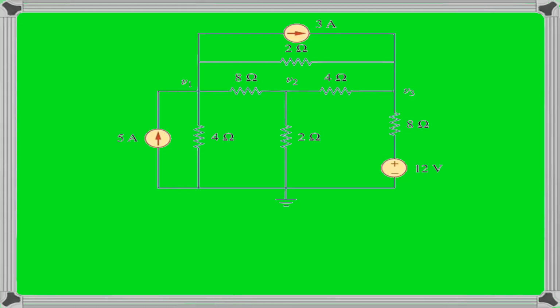Before we start, the first step is to assign the direction of all currents in all branches. So let's look at the 4 ohm resistor. The current will be flowing downwards. Then the next one, 8 ohms, is to the right. Next resistor, 2 ohms, again down. 2 ohms on the top, to the right. 8 ohms on the right side, leaving the 12 volts positive terminal, so it's going upwards. And the last current is the 4 ohm resistor, to the left.